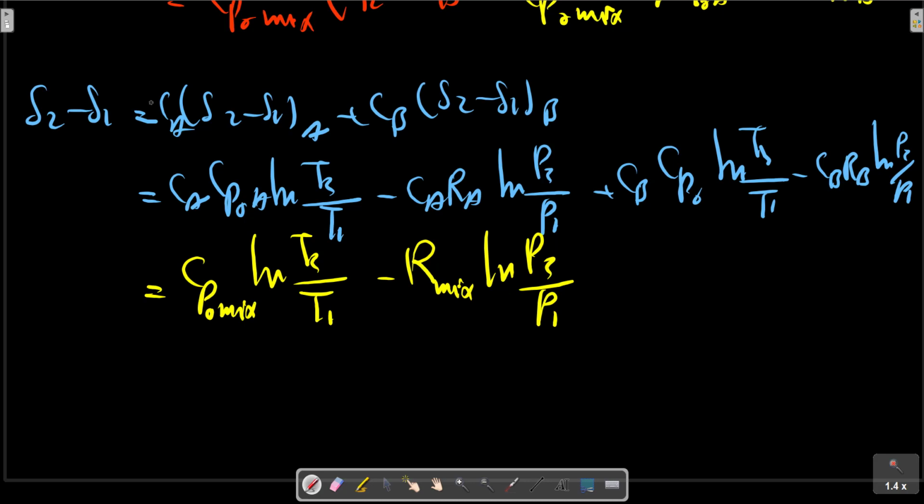where we have determined before R mix equals CA RA plus CB RB. The last expression is used in this equation for the mixture gas constant, and for the heat capacities we also have a relation from before.